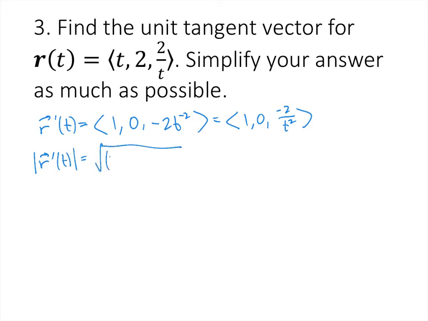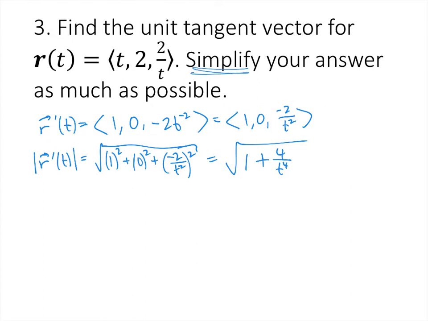So the magnitude here is going to be 1 squared plus 0 squared plus (negative 2 divided by t squared) squared. And that works out to be 1 plus 4 over t to the 4th. Now I'm going to divide by this, so I don't really want to divide by an expression that has a fraction inside a square root. That's just going to be a really horrible algebraic expression, especially because they're asking us to simplify our answer.